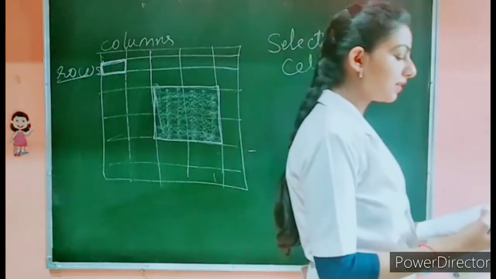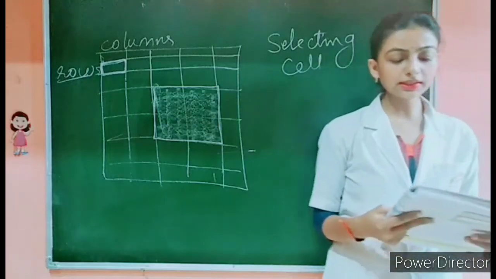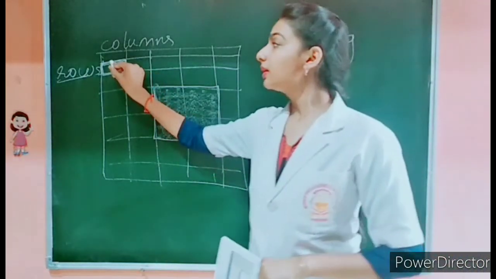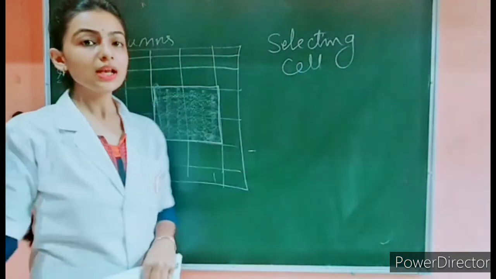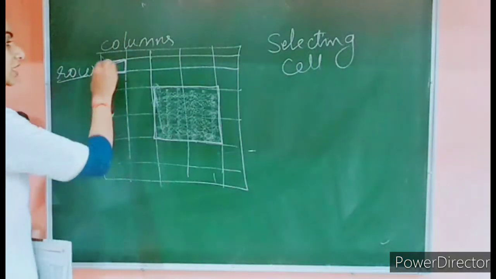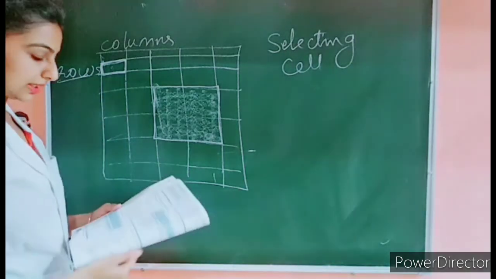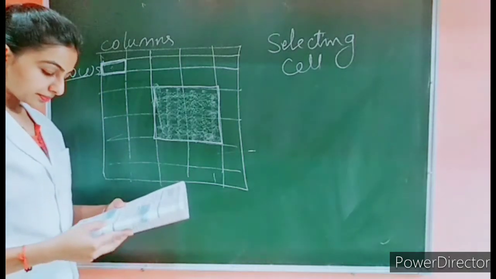Next is changing or deleting text in a cell. If you double click on it, your cursor will appear and you can change, edit or enter some details here. You have seen this in the last session.